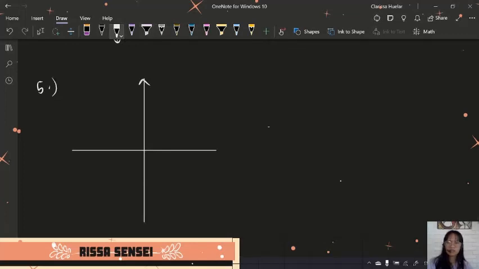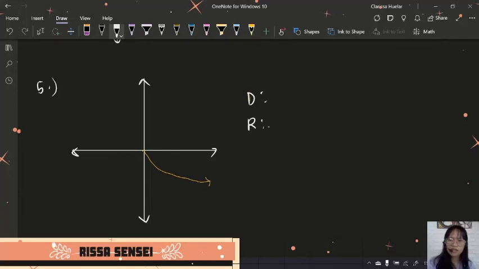Give you another example. Halimbawa ay ganito naman. Ayan. Paano kapag ganyan? Half ano lang siya, half parabola. This is a square root function na negative. So, ano yung domain? Domain natin, ano yung range?